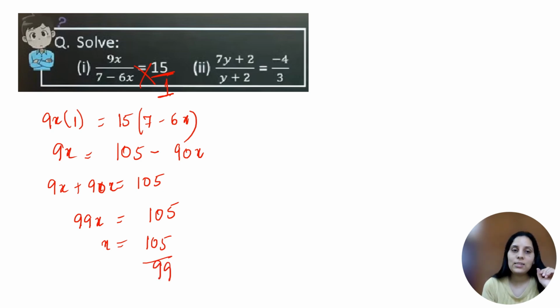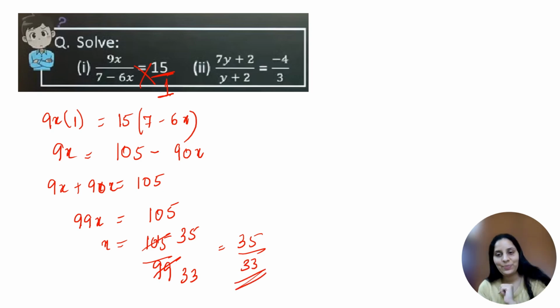So yes, I hope we have done it right. So this is minus 90x, 99x, okay, 105. So do we think that it will cancel in any table? Yes, it cancels. 3 33s are 99, 3 35s are 105. So we get 35 by 33.